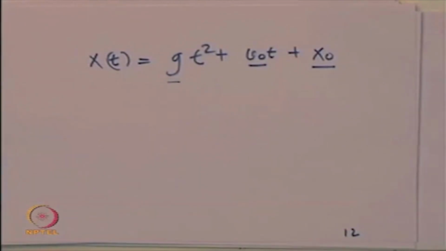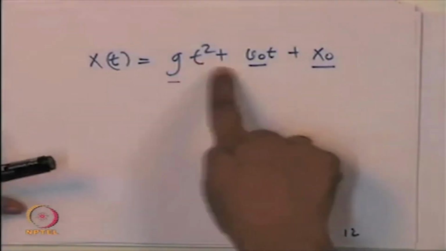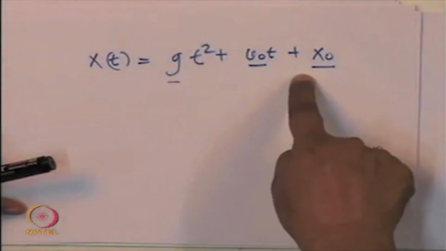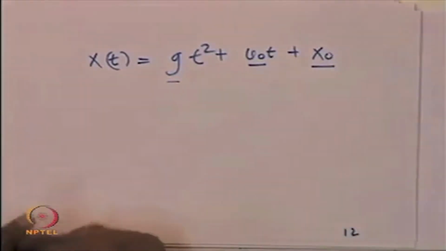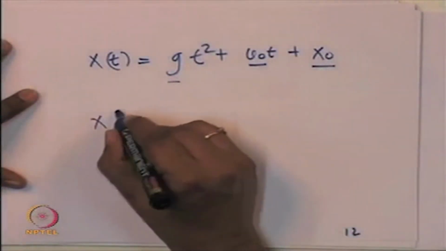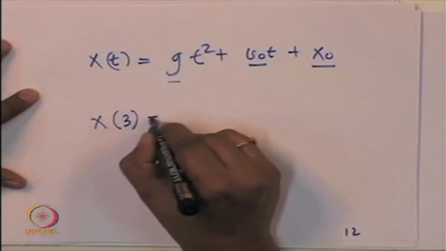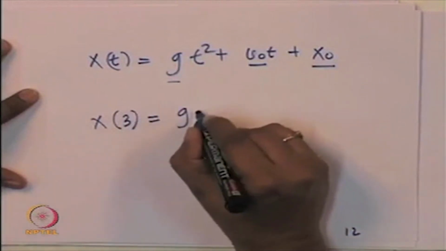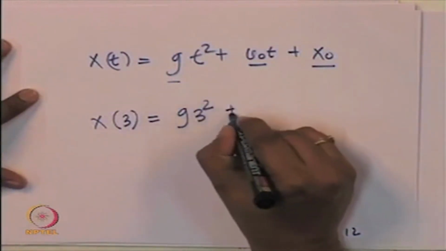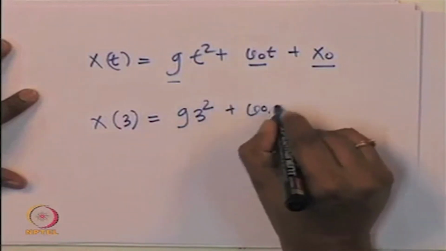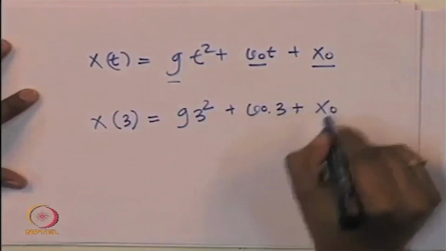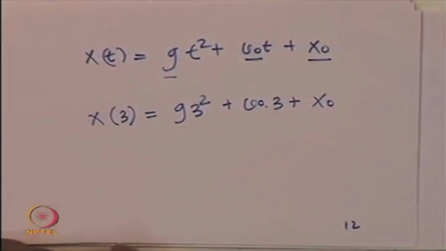If we know this much, for any time t we can substitute in this equation and get x of t. So we can get x after 3 seconds, which is equal to g into 3 square plus v 0 into 3 plus x 0.